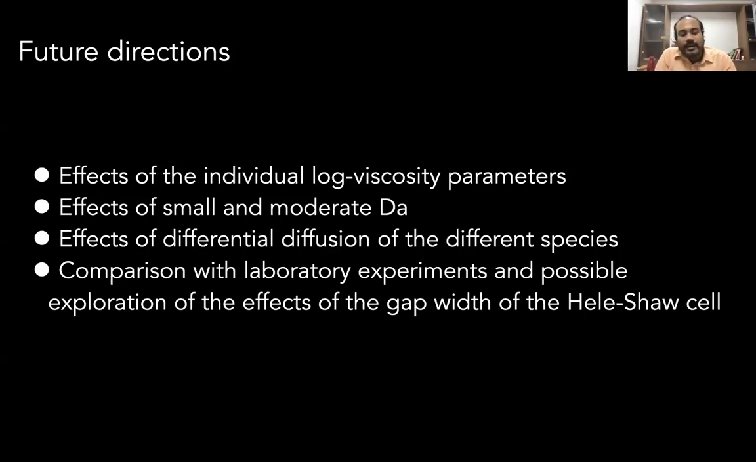And finally, we are really looking forward to comparison with laboratory experiments, possibly exploring the effects of this Hele-Shaw cell, which is the prototype for doing a porous media experiment. The set of problems or formulations we did is not exactly done experimentally, though there are some experiments done for chemical reactions, but not exactly the configuration we consider. So we are looking forward to someone coming up with some laboratory experiment which can help us understand how appropriate our models are, or whether we need some improvement in the modeling and computations.